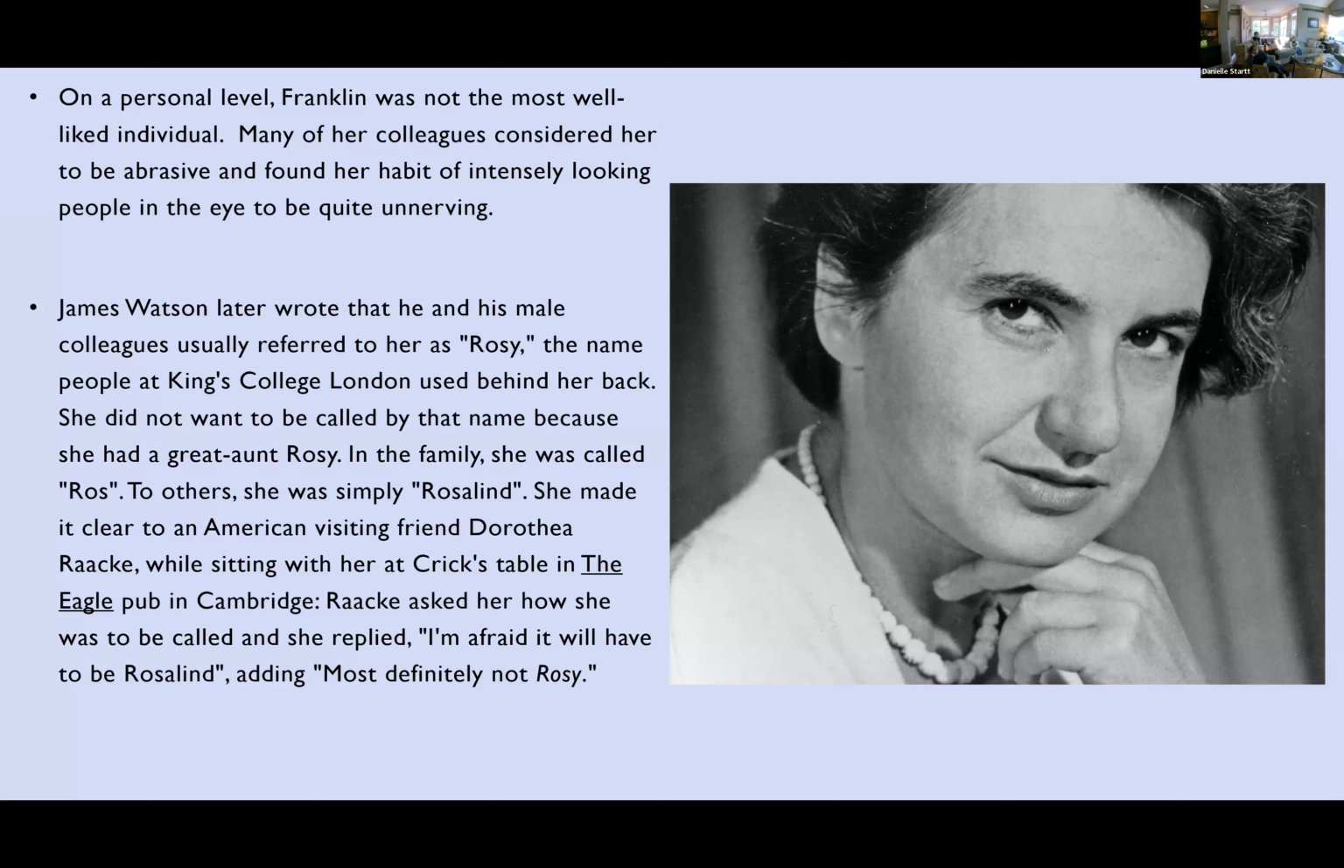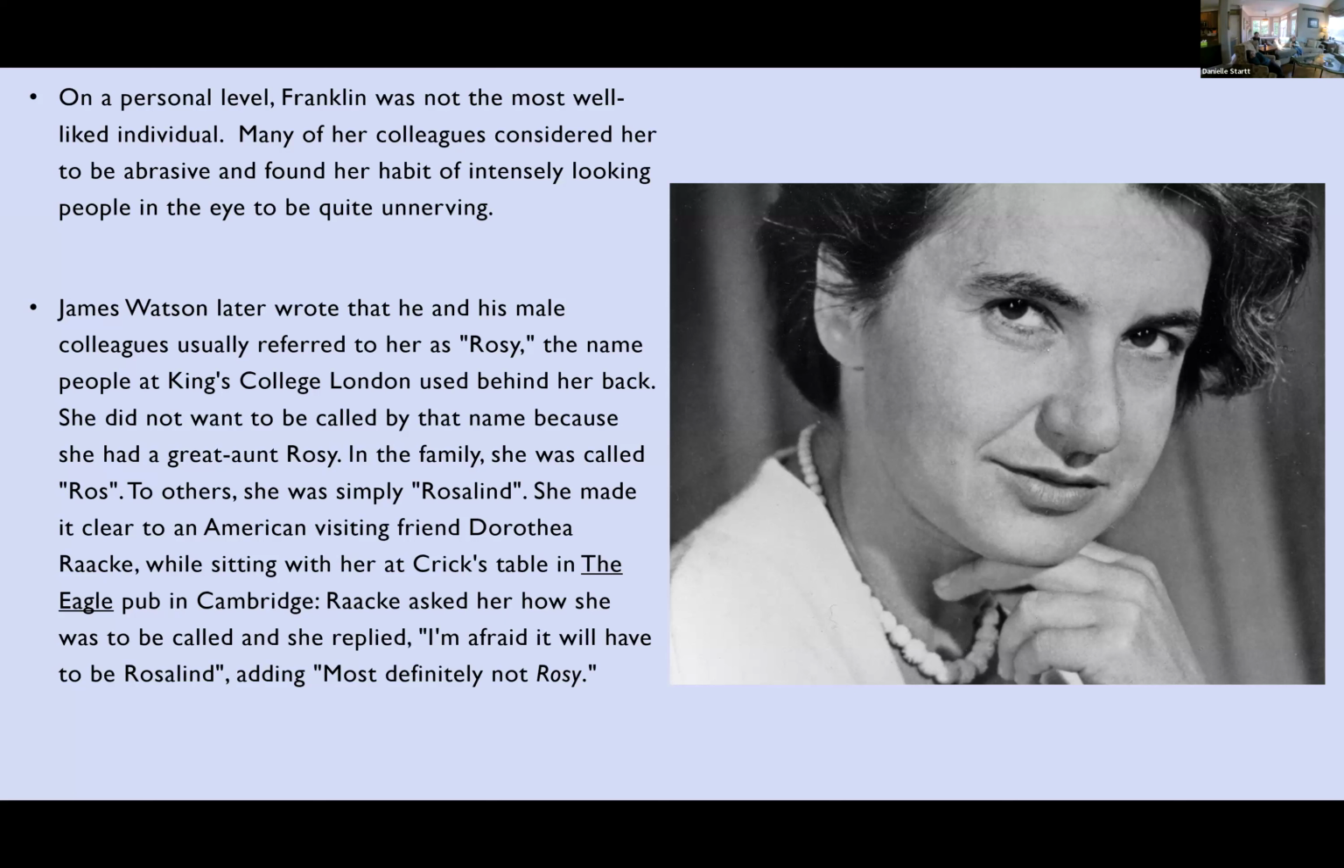So James Watson, one of those two guys working on that model, he later wrote that he and his male colleagues called her Rosie. Okay, so when they talked about her, they called her Rosie. He and all the boys that he worked with, all the guys. And the name that people at King's College used behind her back. So that wasn't her name. Remember, her name is Rosalind, but they were calling her Rosie behind her back.